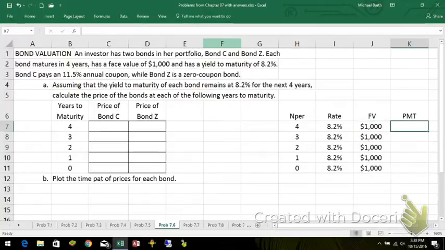And the payment, now, Bond Z has a coupon of 0, so that'd be $0 per period, but it's $115 a year. That's 11.5% of par for Bond C, the coupon paying bond. Okay?